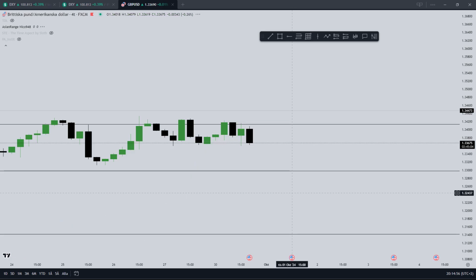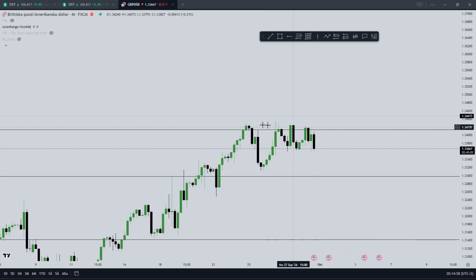Now let's just go to the 4-hour chart. As y'all can see, you can see engineered buy side liquidity over here.